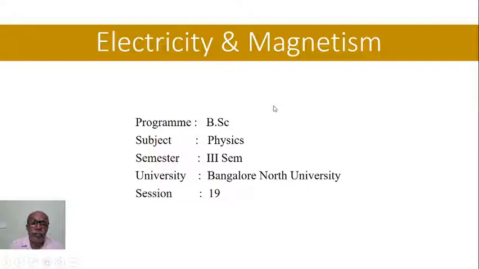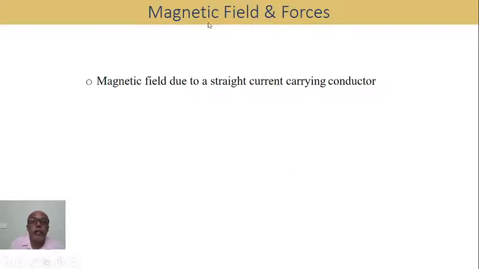I am taking session 19 of second BSc third semester of Bangalore North University. The title of the paper is Electricity and Magnetism. The unit is Magnetic Field and Forces, and session 19 corresponds to magnetic field due to a straight current carrying conductor.